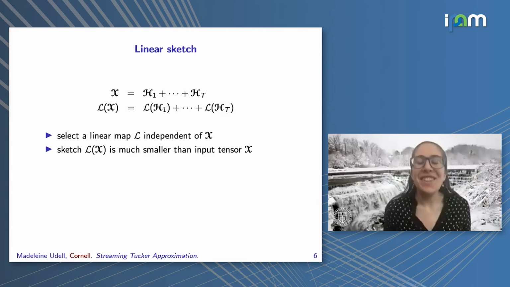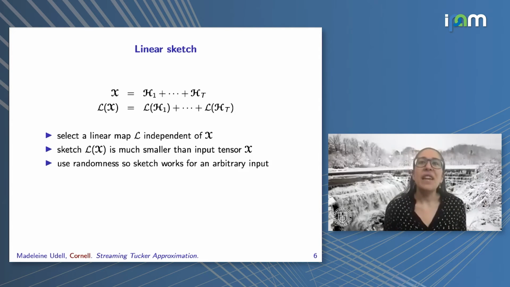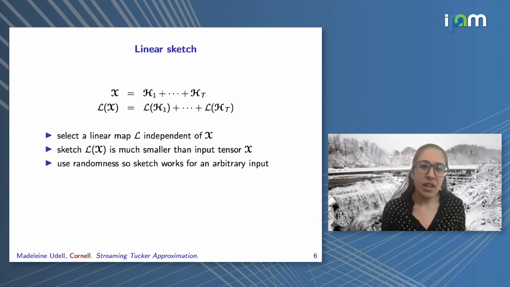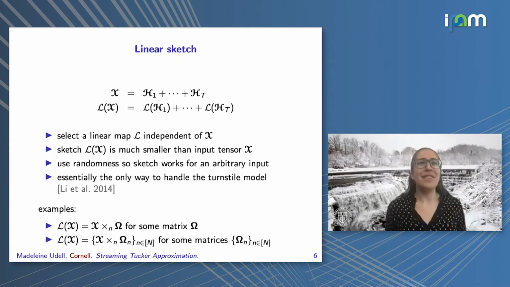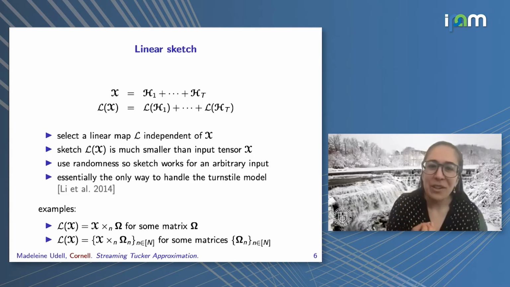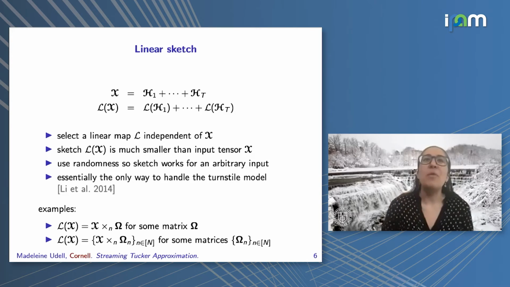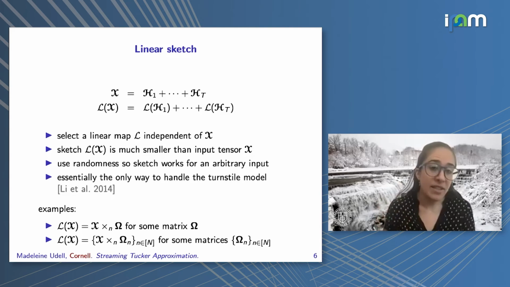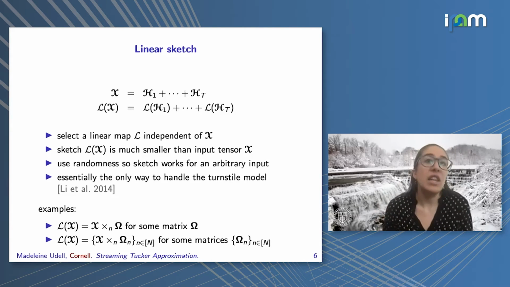Okay. So the important thing is that the sketch is much smaller than the input tensor, and we're going to use randomness in the sketch so that we can guarantee that our algorithm is going to work well for any arbitrary input. Essentially, it was proved in a paper by David Woodruff and co-authors that this is the only way to handle turnstile data if you want to remember only a very small amount of information about your overall object, and you can only handle one of these innovations at a time, and they can have positive and negative entries. Then you need to use a linear sketch.